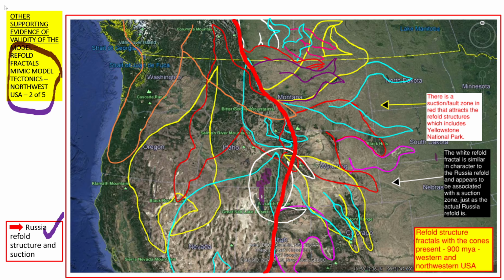What I say here in the black text box, the white refold fractal is similar in character to the Russia refold and appears to be associated with a suction zone, just as the actual Russia refold is. You know, something similar to what we just showed. And there's guys going in there. You can see them getting pulled in this way, right into that zone. So these refold structures are supposed to represent basically 900 million years ago. This is western and northwestern USA.